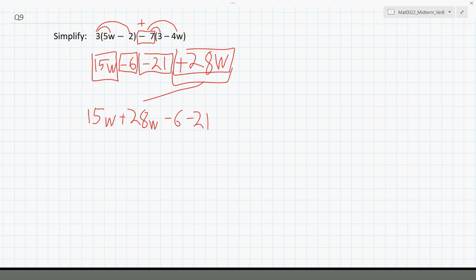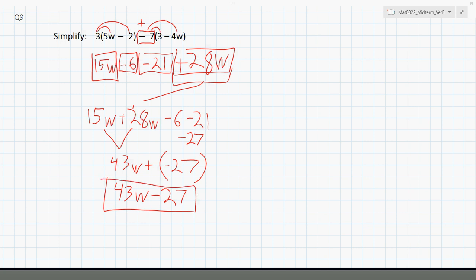So we boxed them all up, we moved them around so they're now better rearranged. We're going to go 15 plus 28, 5 and 8 is going to be a 13, so we put down a 3, carry a 1, and that'll be 2 plus 1, carry the 1, will be 4, so it'll be 43w plus, and then actually we're going to have to make that a minus sign because we're going to have minus 6 minus 21, which is going to make minus 27, so it'll be plus a negative 27, which then ends up being 43w minus 27 as our simplified form.